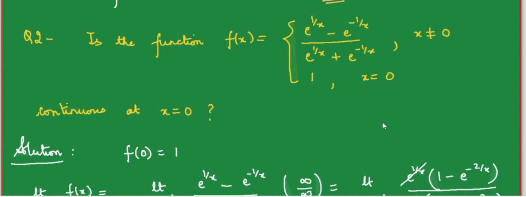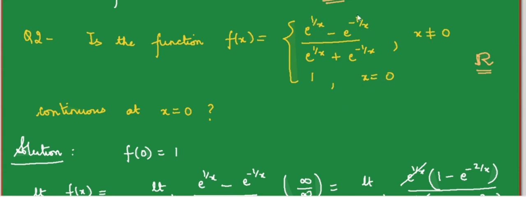The second kind is, suppose there is a function which is defined as e to power 1 by x minus e to power minus 1 by x upon e to power 1 by x plus e to power minus 1 by x for non-zero values of x, and at 0 it's given separately as 1. So this function is defined basically on the whole of R, that's the domain. The question is to test continuity at 0, because you can see that this function has a break in the definition at 0 only.